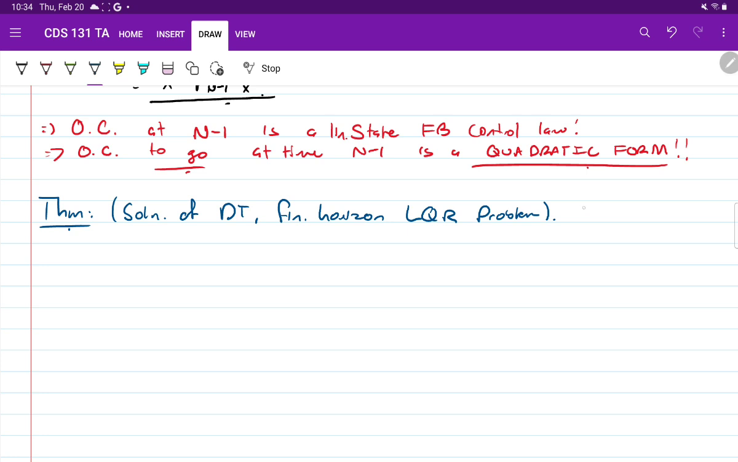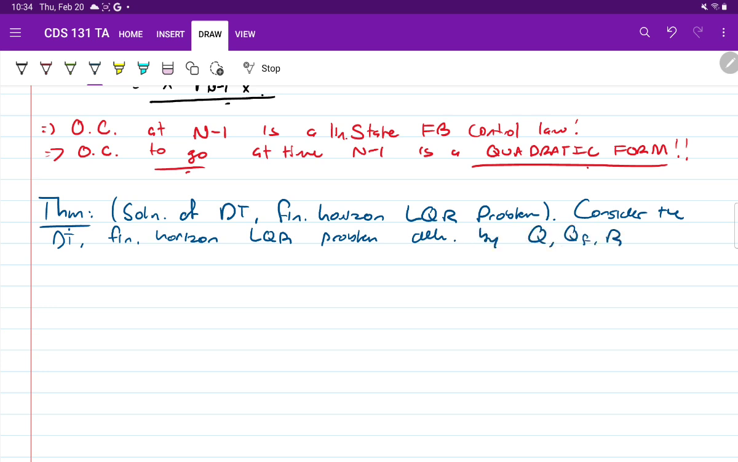Okay, so what we'll do is we'll say, consider the discrete time finite horizon LQR problem, say defined by matrices Q, Qf, and R, which satisfy the usual regularity conditions, and a horizon N, okay? So the first part of this theorem is a statement about the optimal cost to go.